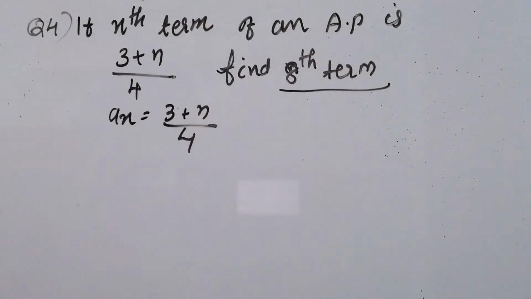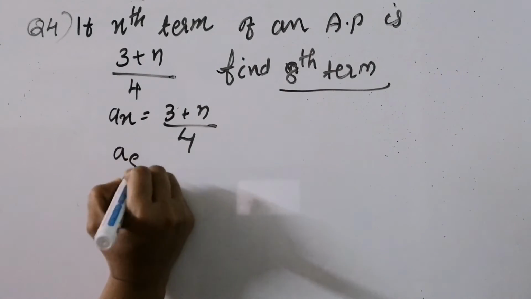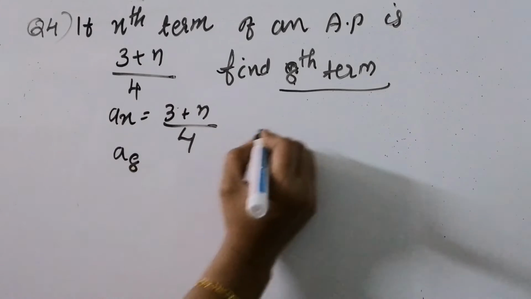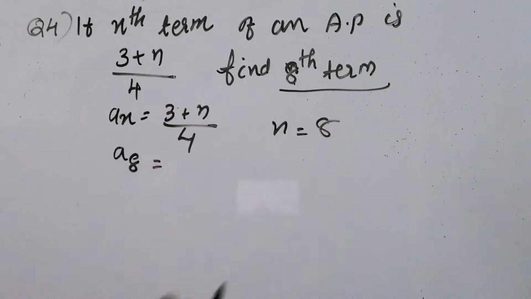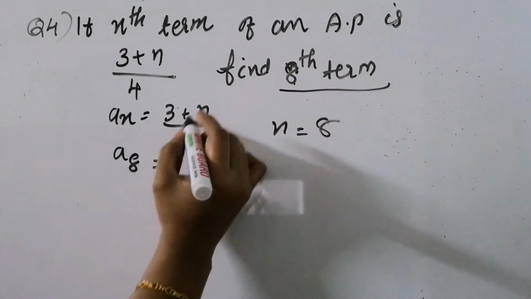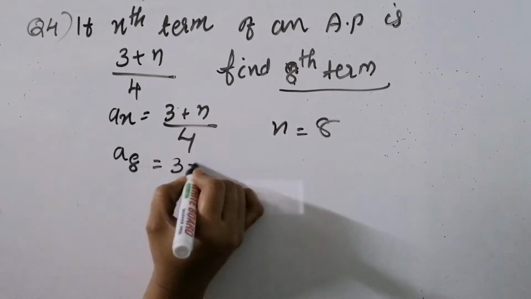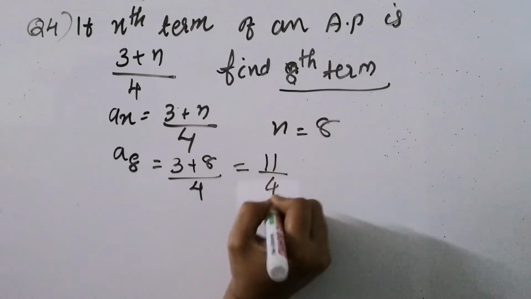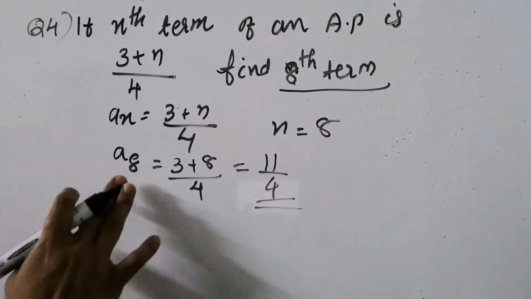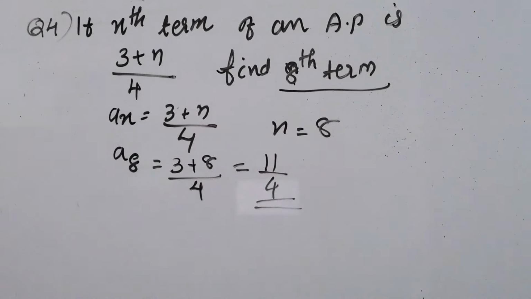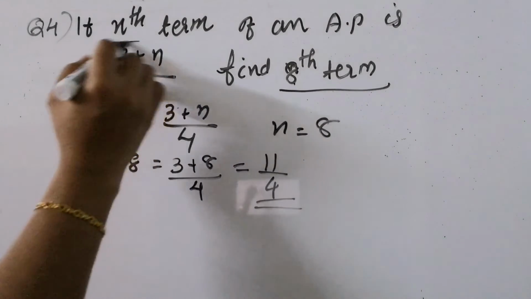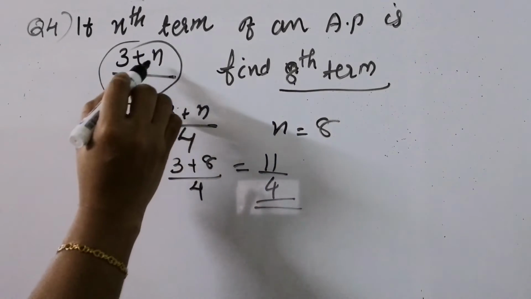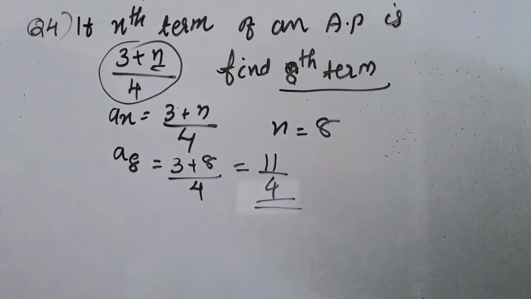Then they are asking to find the 8th term. So you put the value of the 8th term, n is equal to 8. You have to find A8. So you just put the value instead of the n. That is equal to 3 plus 8 divided by 4. 3 plus 8 divided by 4 becomes 11 divided by 4. So our 8th term becomes 11 divided by 4. Clear? This is a very simple problem, but they ask questions like this in your exams. So concentrate on the nth term and put the value in the place of n. Okay.